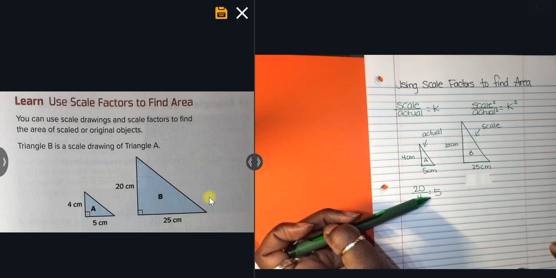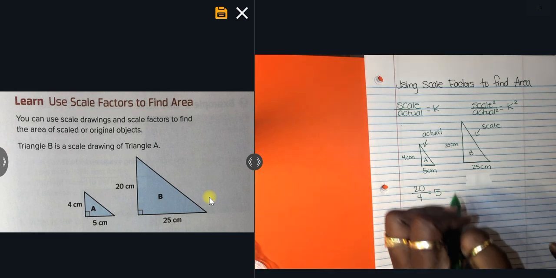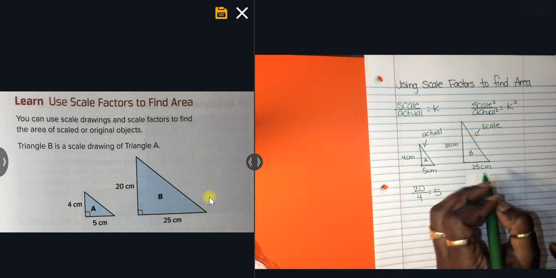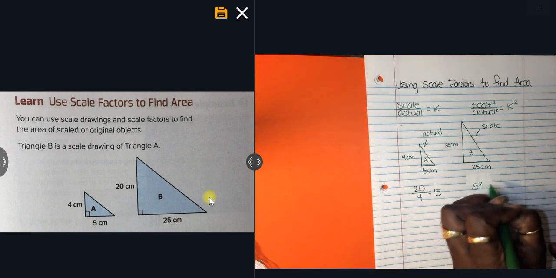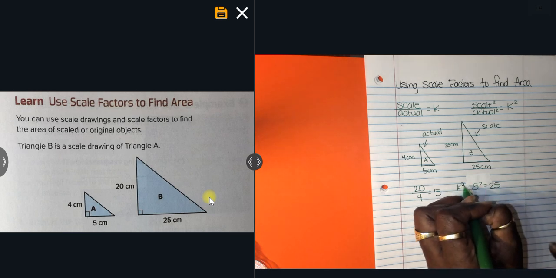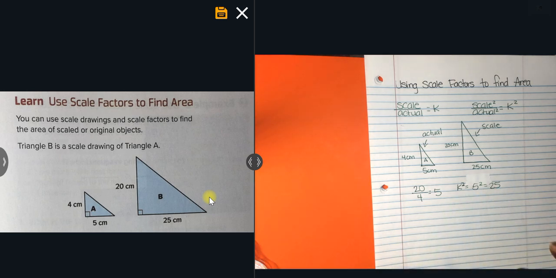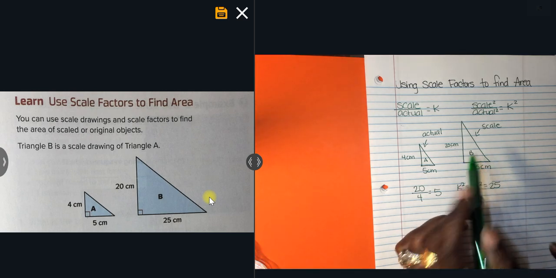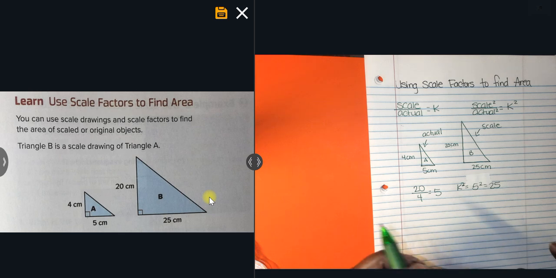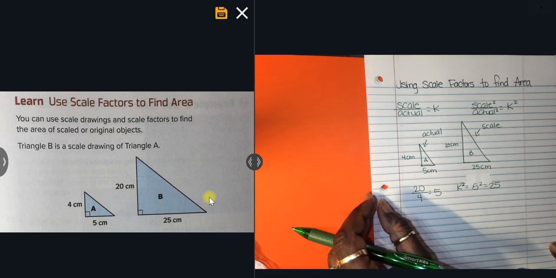If I want to know the area of my scale, all I have to do is go from K to K squared. So all I have to do is say 5 squared is equal to 25. So K squared is 5 squared, which gives us 25. So the area of the scaled is going to be 25. In the second method, I'll show you the logic of why that works so that you better understand it.